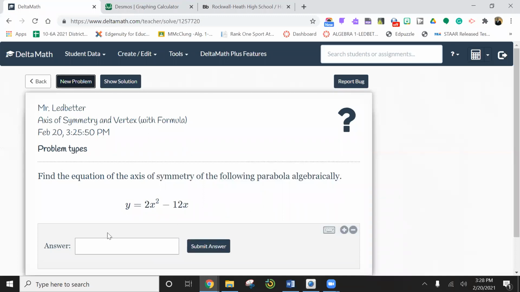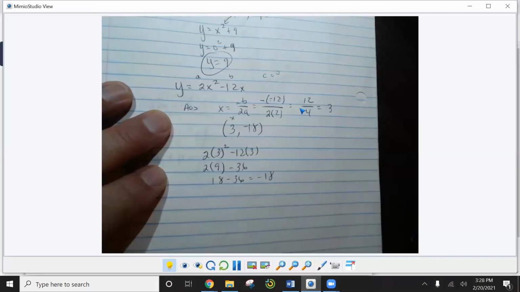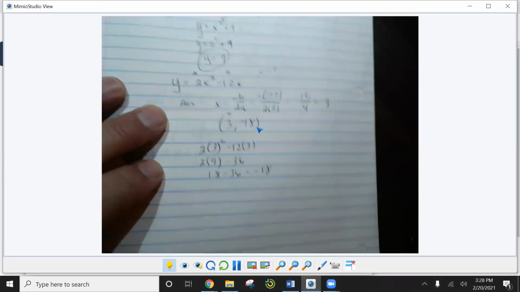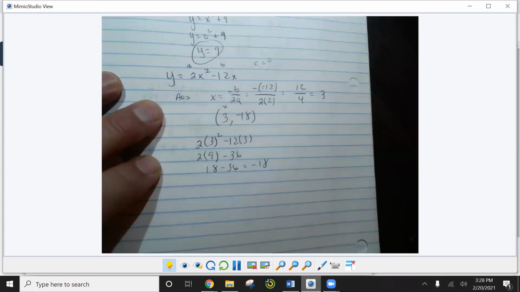So they want to, oh, no, oh, this one, they want to find the equation of the axis of symmetry. Boy, I'm glad I read that again. See, I was going to put the vertex. Find the equation of the axis of symmetry. Well, let me go back to my paper. We found the axis of symmetry at the very beginning. It's x equals 3. See the 3 here? That's my answer. Boy, I'm glad I caught that. I would have put the wrong answer.